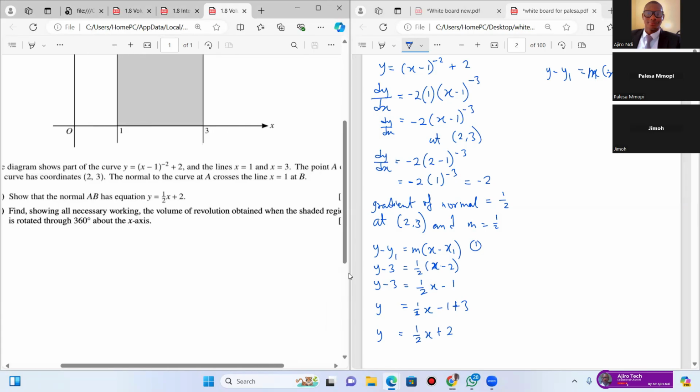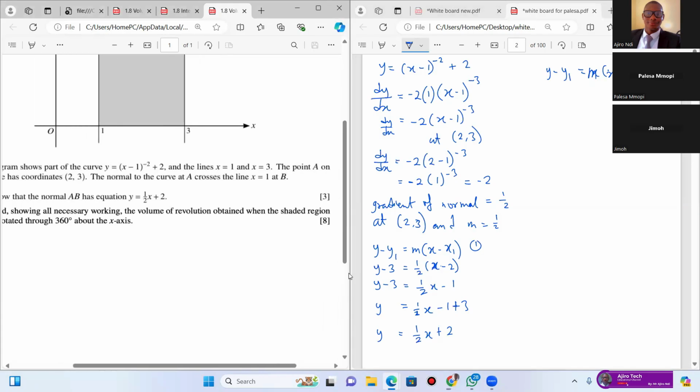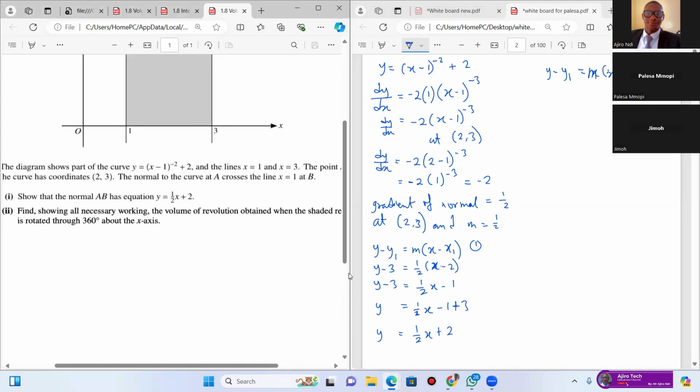Showing all necessary working, find the volume of revolution obtained when the shaded region is rotated through 360 degrees about the x-axis. If you are rotating about the x-axis, the volume is the integral of pi y squared dx. If it's about the y-axis, it becomes the integral of pi x squared dy. Do you agree with that? Yes, sir. So in that case, since it's about the x-axis, you can now go on.